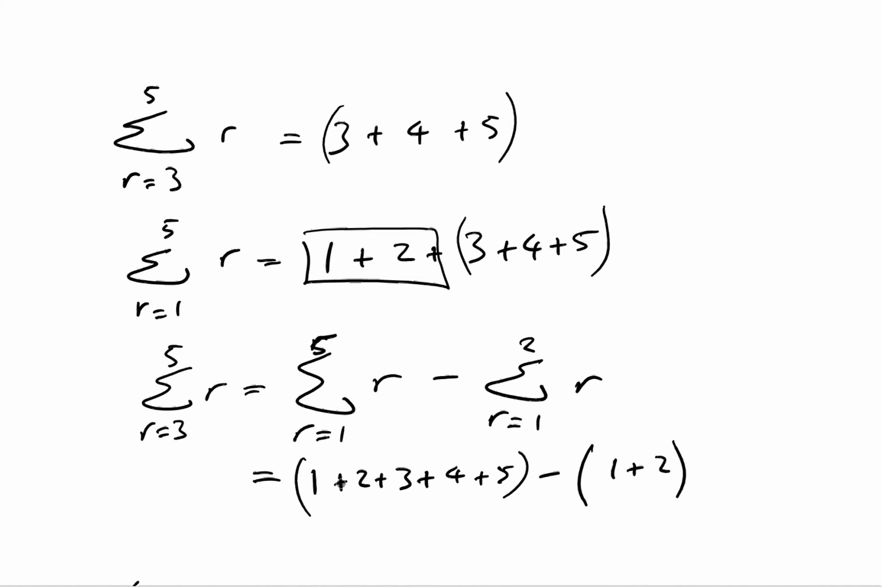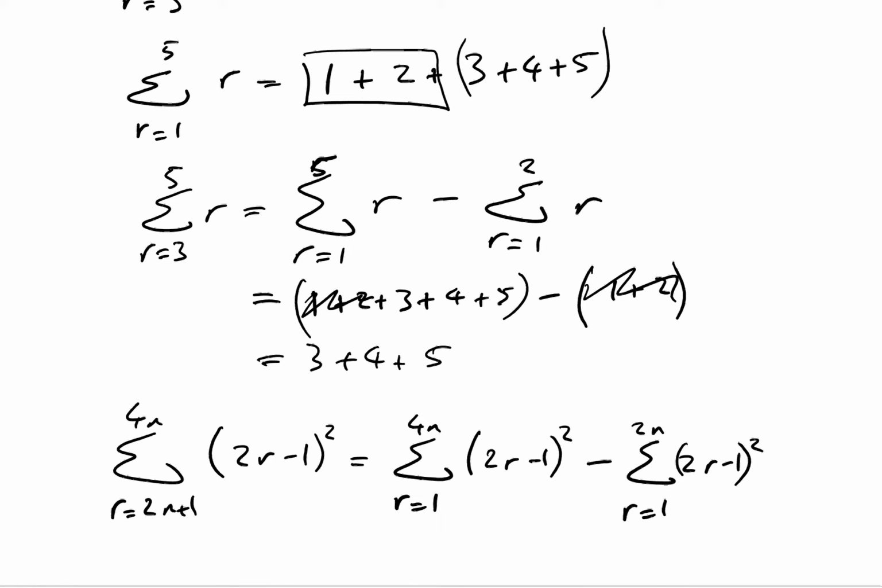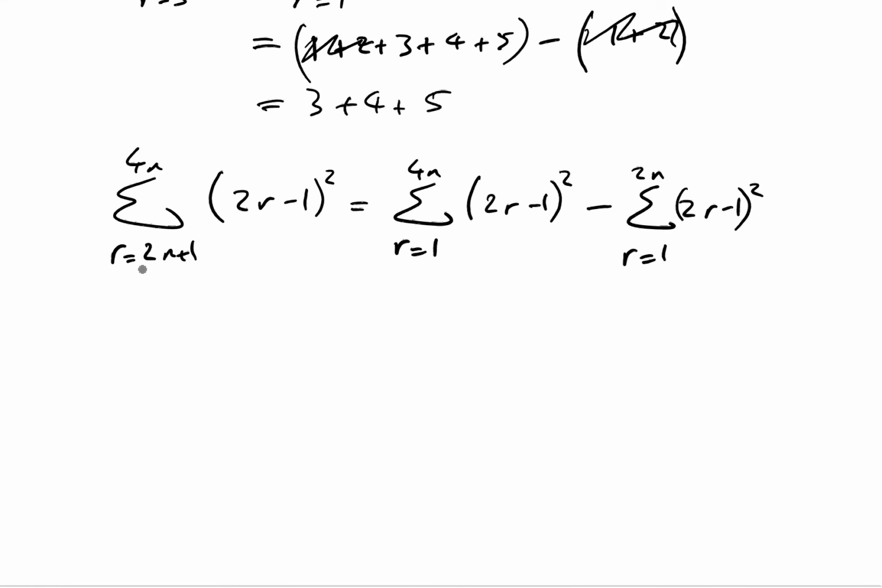So we want to take that away from here. So there we go. Okay, and that's 3 plus 4 plus 5, which is what we wanted. So basically what we're saying is the summation from something which is not 1 up to a number is the same as the summation starting from 1 up to that number, take away the summation from 1 to the number just before this counter down here. In this case it was 2, before 3. So the summation from 2n plus 1 is the same as going from 1 to 4n, take away the counter from 1 to just before this counter, which is 2n.